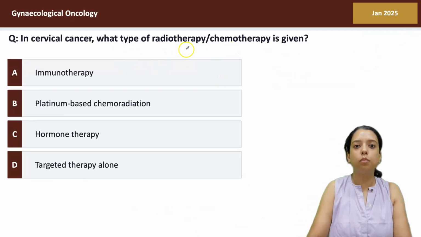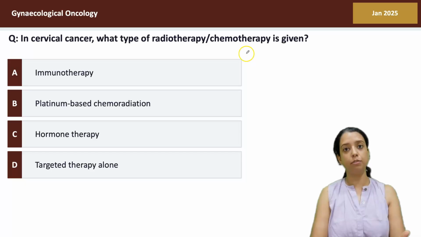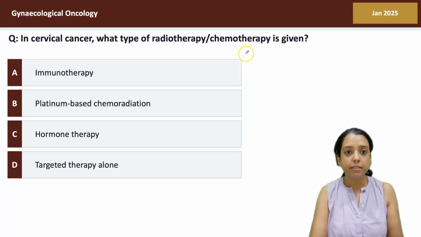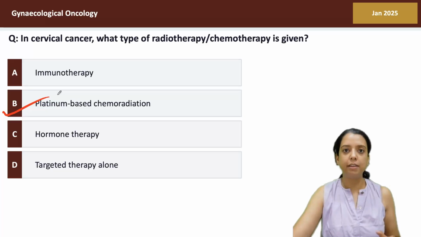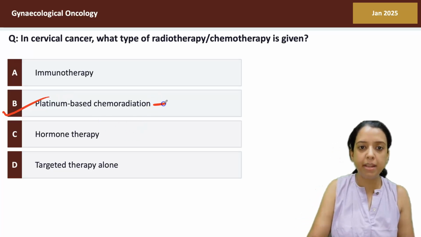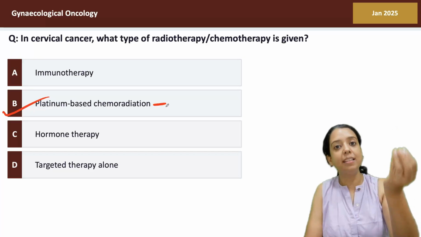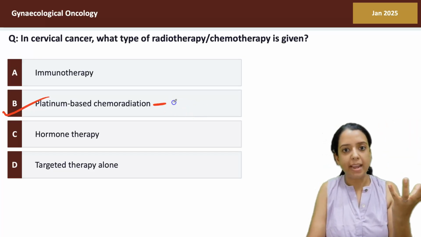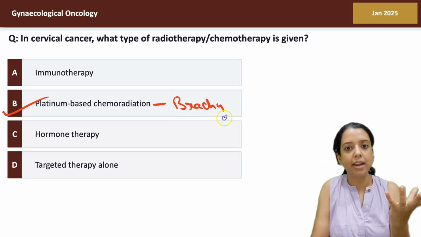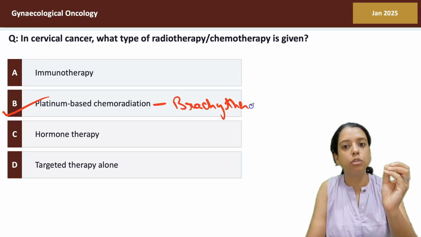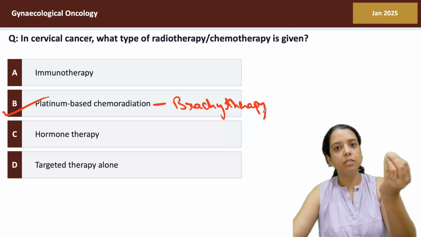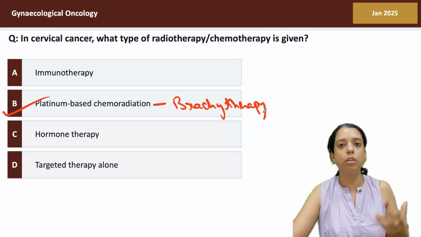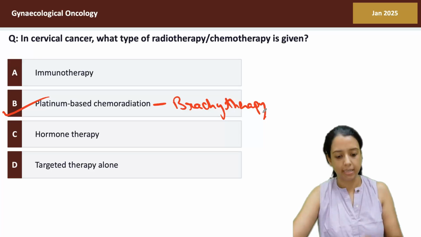In cervical cancer, what type of radiotherapy and chemotherapy is used? Platinum based chemoradiotherapy is used. Radiotherapy is done by brachytherapy. Brachytherapy means you insert something in the cervix. Brachytherapy is when you release the radiation just near the source of cancer. You insert the applicator in the cervix, that is brachytherapy, and for chemo, you give platinum based chemotherapy, 6 cycles.